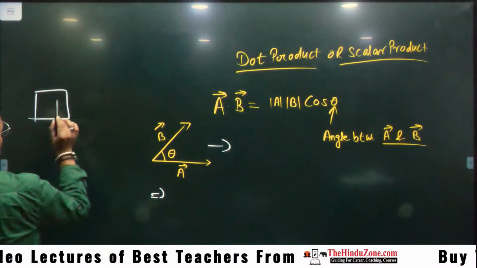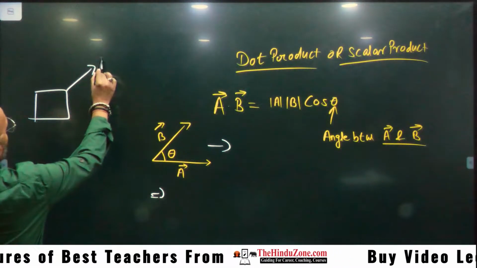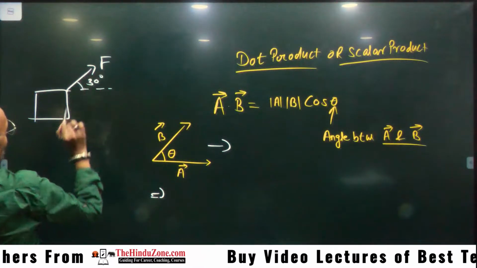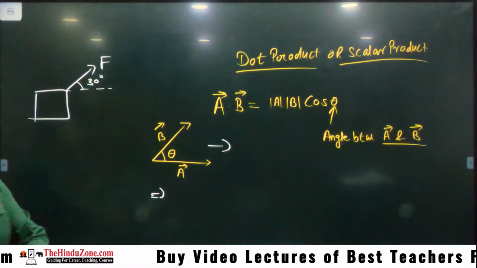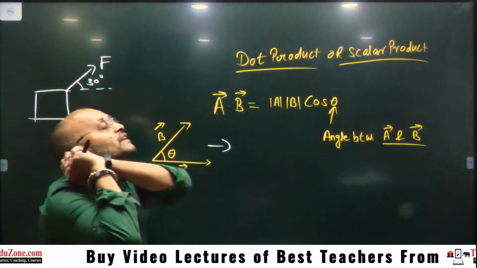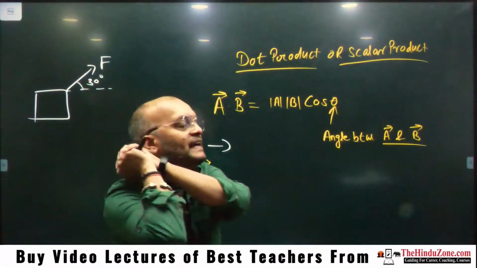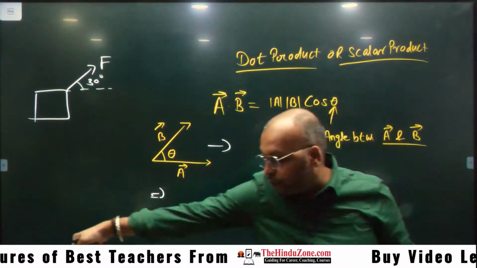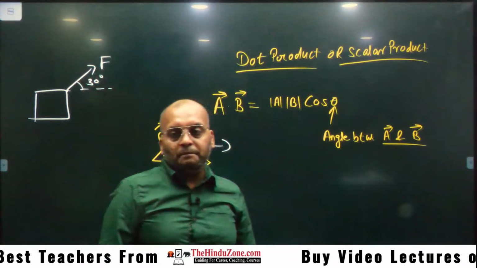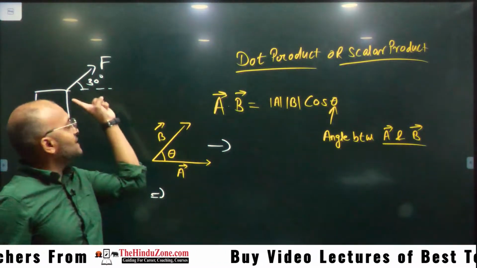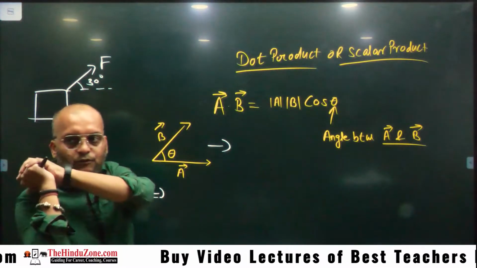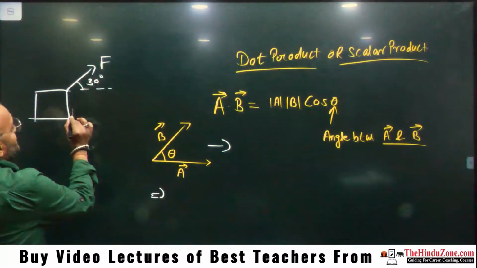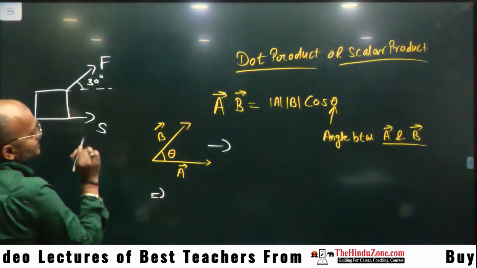What I mean, suppose this is your block and you are applying force like this. This force is making an angle of 30 degree with the horizontal. Block is very heavy, you are not lifting it, you are dragging it. You have tied it with a rope and you are pulling the rope. So block is sliding on the floor, but the force applied by you is like this. So displacement is in this direction, S.